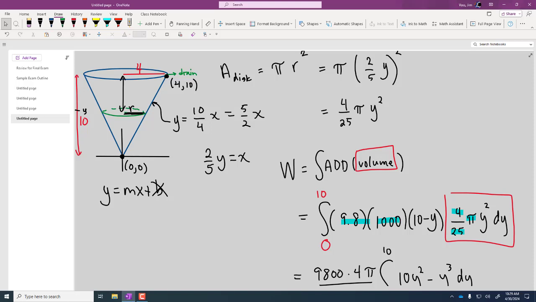On your limits of integration, the drain is at the top, would it not be negative 10 to 0? It depends on how you draw your graph. Okay. So you can put your coordinate system wherever you want, and then it would change your limits of integration, it would change the distance, the setup for the distance traveled. But it would be correct if you did everything right.